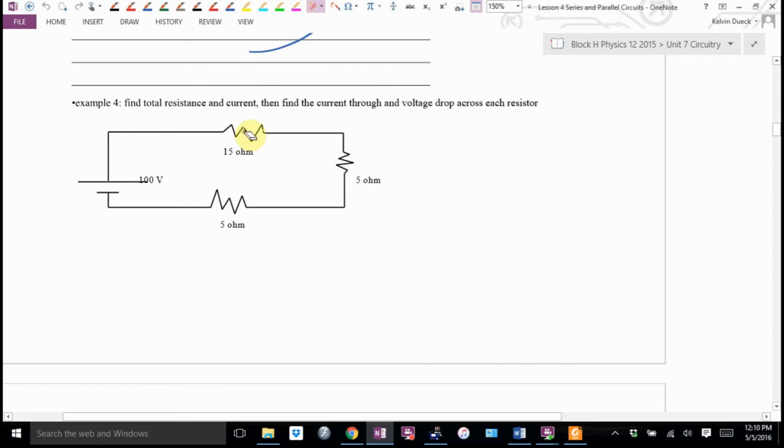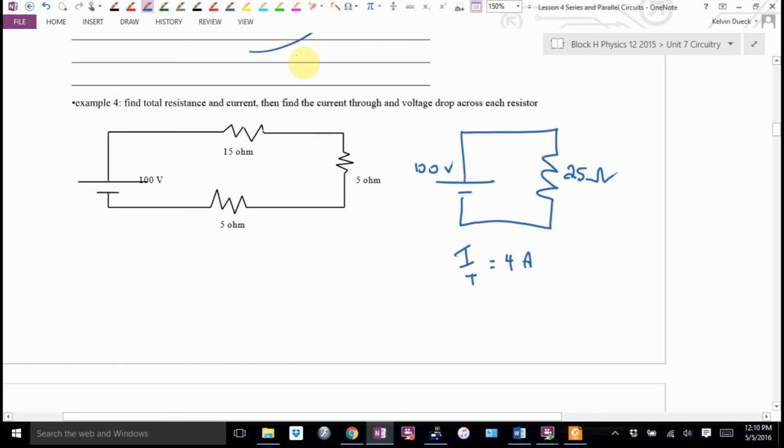All three of these resistors have no junctions between them. That means they are in series. That means I can replace them with one resistor. How big? Add them up. In your head, what's 15 plus 5 plus 5? In fact, this is also mathematically the same circuit as the one above. When I go further on, the values will be different, but mathematically, this is a 100 volt source and a 25 ohm resistance, which means, what's the total current in this question?